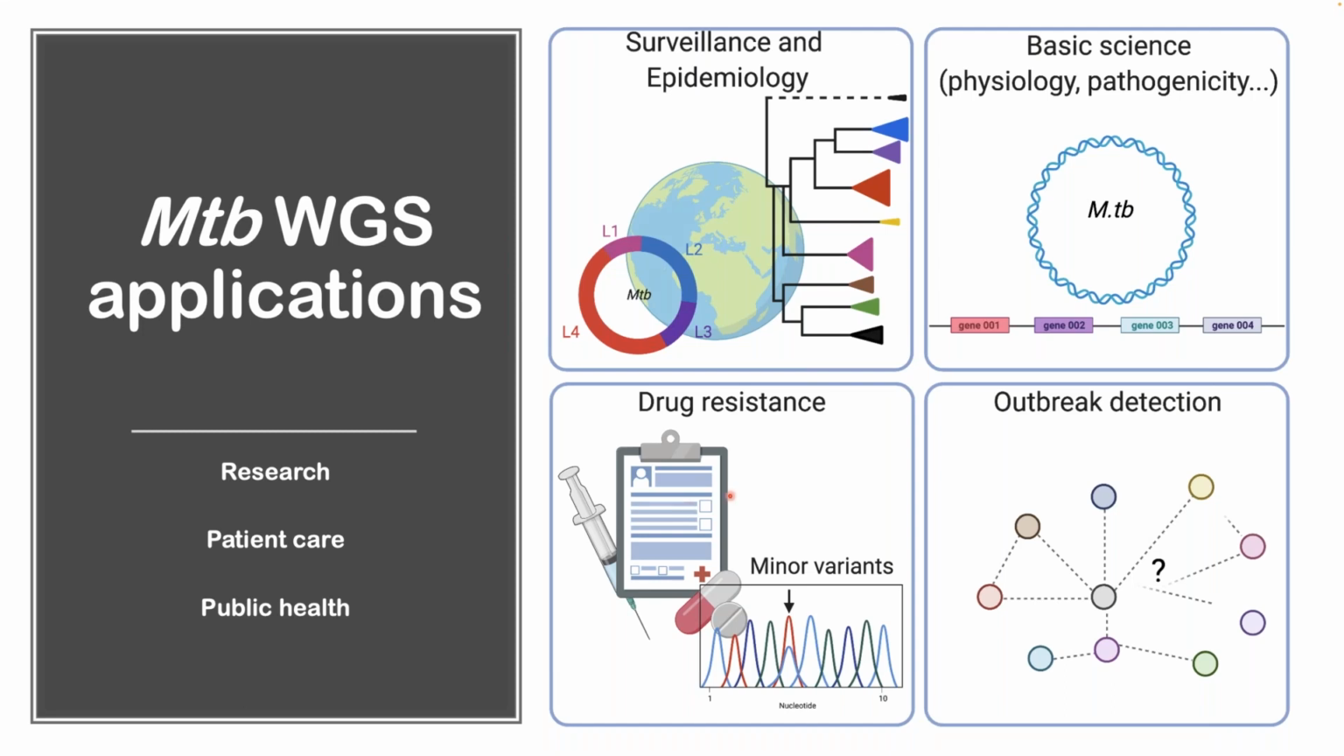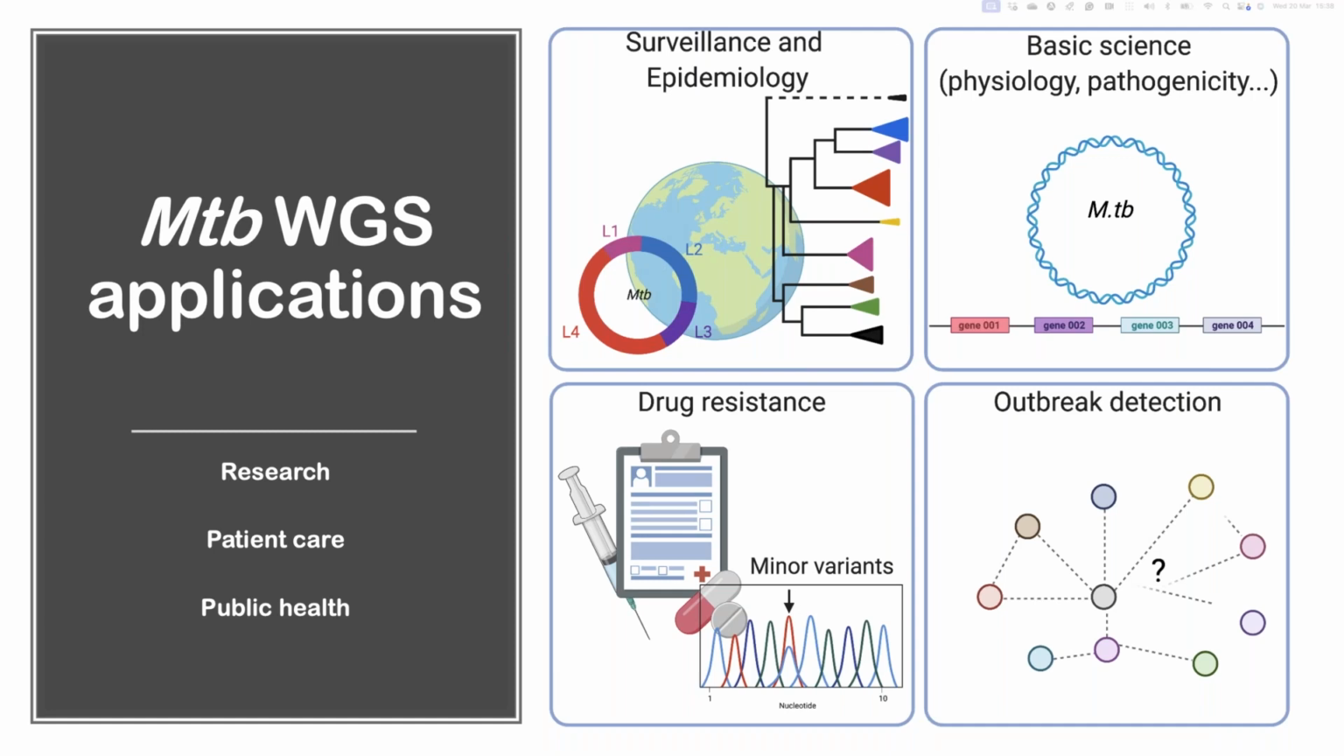public health threat. And then in the realm of public health, whole genome sequencing serves as a powerful tool for outbreak detection and investigation. And by analyzing transmission networks, we can trace the spread of TB within communities and then implement targeted interventions to curb further transmission. So from research to patient care and public health initiatives, the applications of MTB WGS are quite vast and transformative.